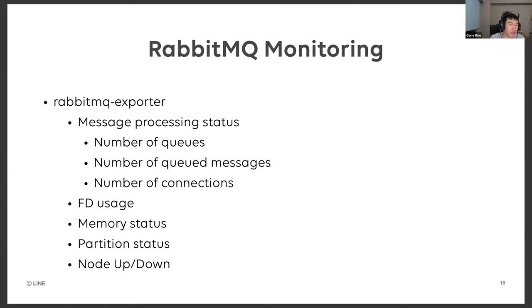And the main metrics that we are looking into are some of the message processing status, things like the number of queues, the number of queued messages, and the number of connections to RabbitMQ. And also some node-specific metrics such as the file descriptor usage, the memory status, partition status, and whether the RabbitMQ node is up and running or not. So these are the metrics that we're currently monitoring.